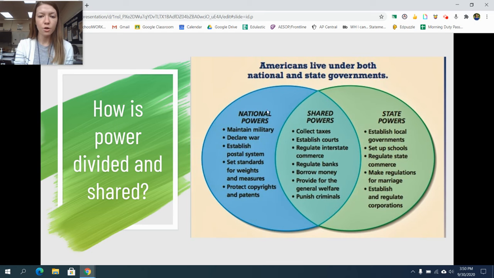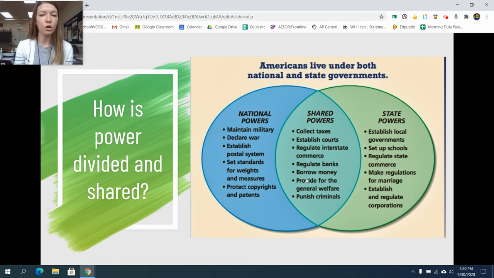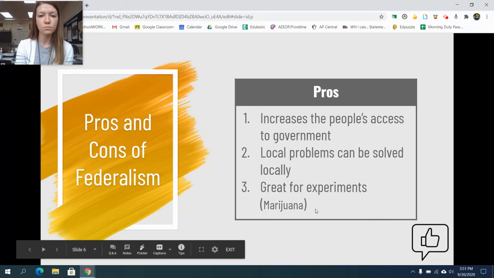Over here, you've got your national powers, those expressed and implied powers of the national government. On the other side, you have powers of the states, those reserved powers. And then in the middle, where the circles overlap, you have your concurrent powers, powers that are given to both the national and the state governments.